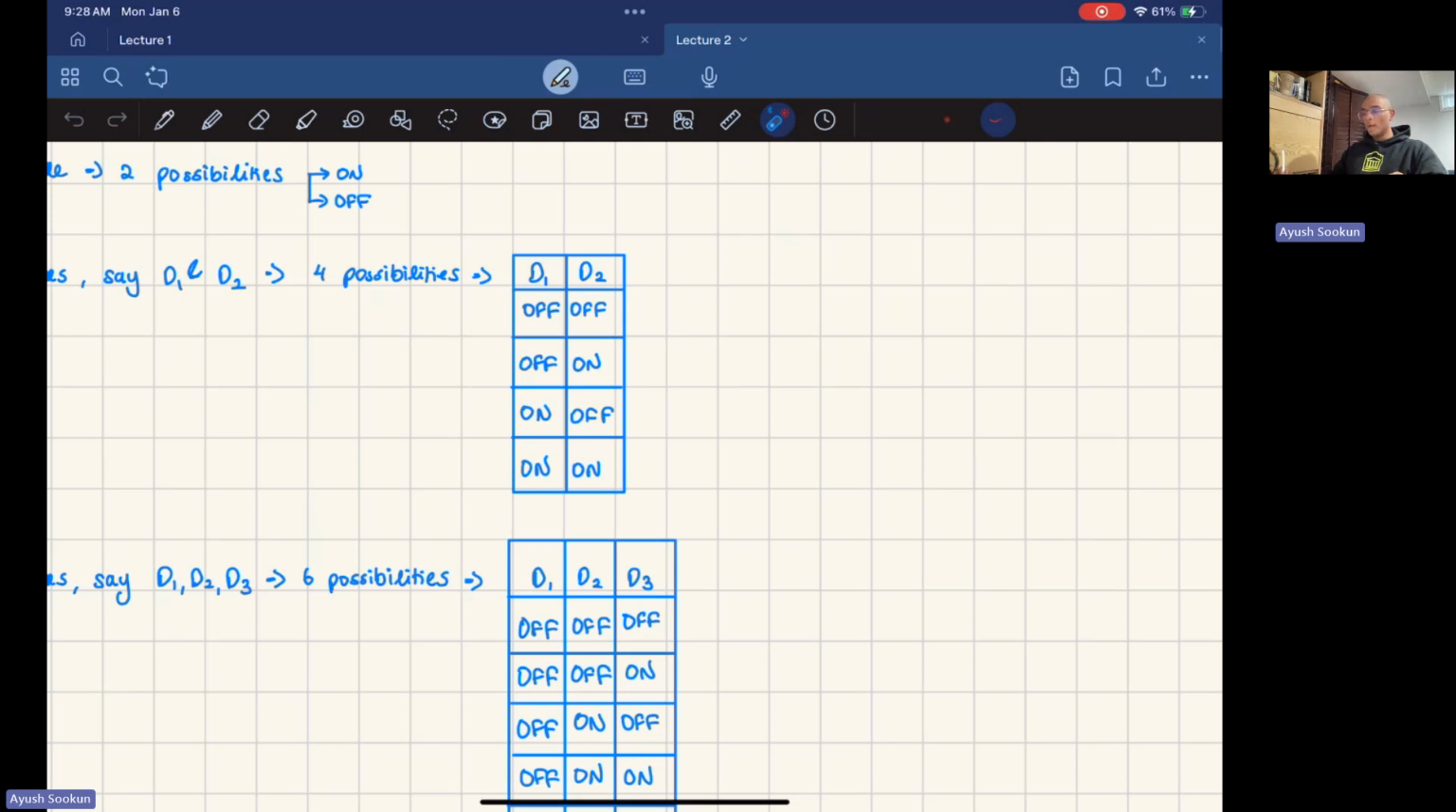How do we know whether the combination that we chose here is correct? Let's say you have a diode here, okay, and you assume it's on. All right, we assume it's on, so it's a short circuit.